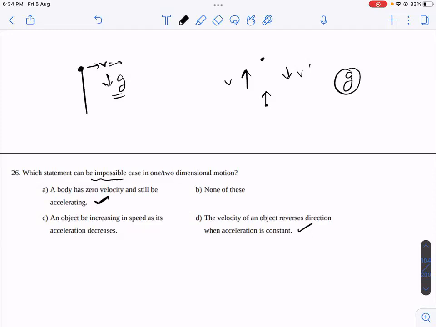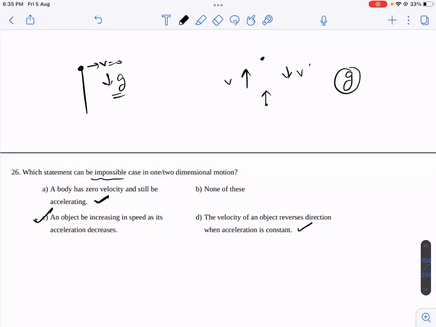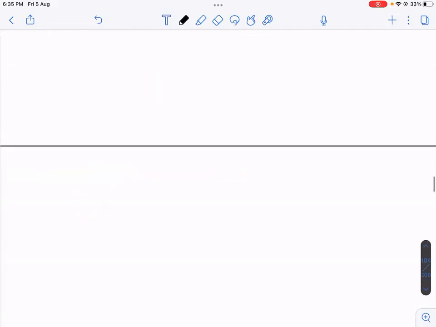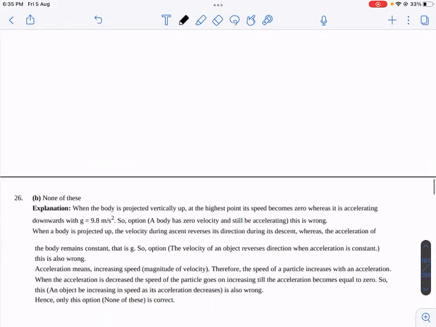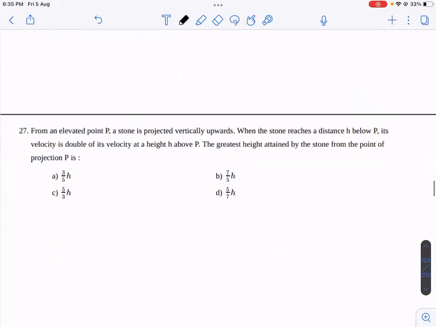Think. Sir, acceleration can't decrease, sir. So, see, my knowledge is this should be the answer. Yes. Okay. So let me see.